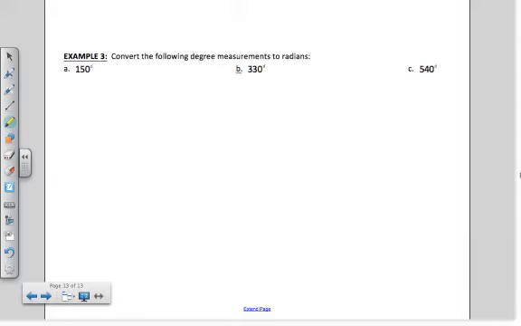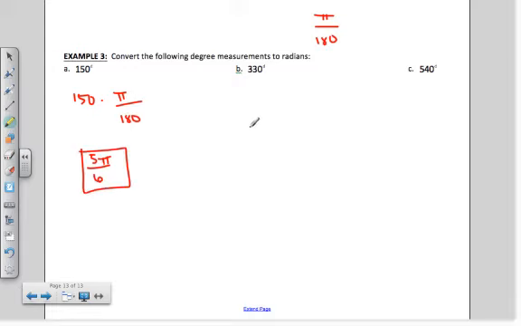All right, now we're going to convert the following degree measurements to radians. Now this time we want to get rid of the degrees, so we're going to multiply by pi over 180. So 150 times pi over 180. 150 divided by 180, well, the zeros definitely cancel. 15/18 simplifies to 5/6 pi. Ta-da!